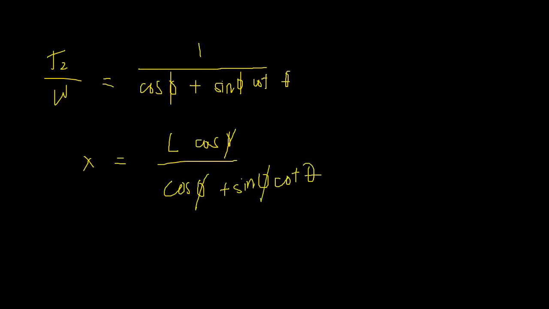And we now substitute our known values. So, this will become 6.1 meters times cosine 53.1 degrees over cosine 53.1 degrees plus sine 53.1 degrees times cotangent 36.9 degrees. So yan, substitute na lang natin yung values ng L, ng phi, and ng theta. And we solve for this equation and it will give us 2.20 meters.